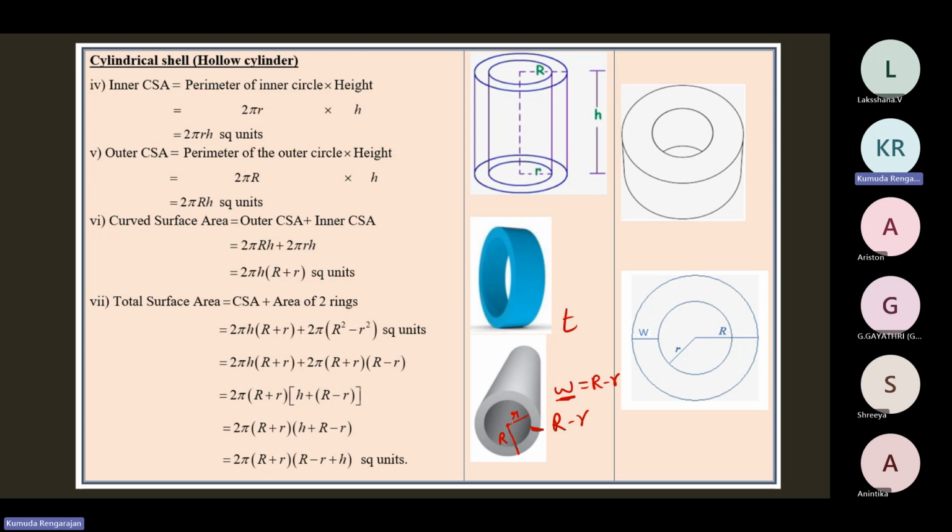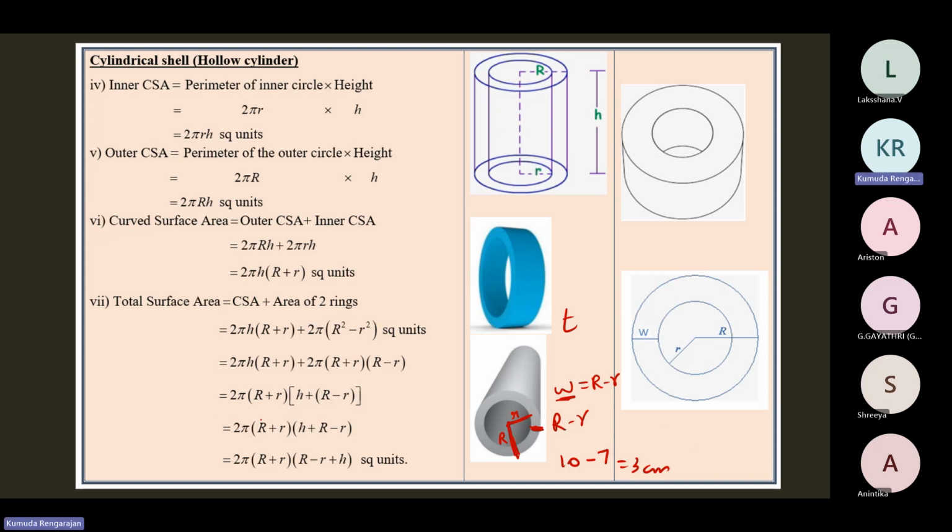If the external radius is 10 centimeters and the internal radius is 7 centimeters, that means 3 centimeters is the thickness of the pipe. External radius 10, internal radius 7. So 10 minus 7, 3 is the thickness of the pipe.